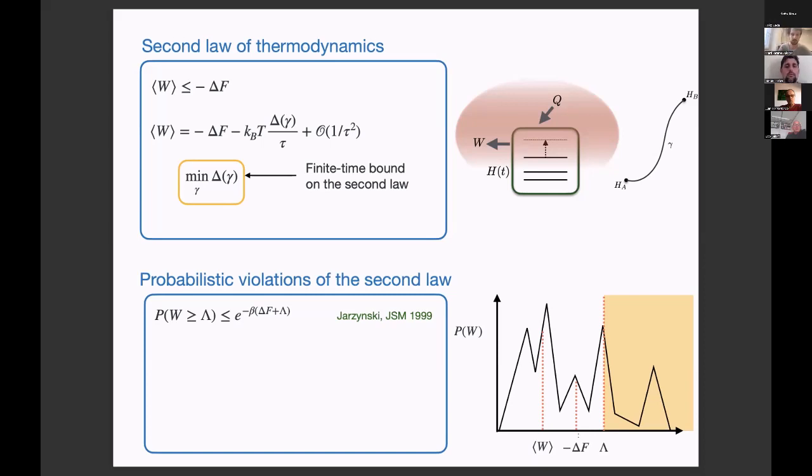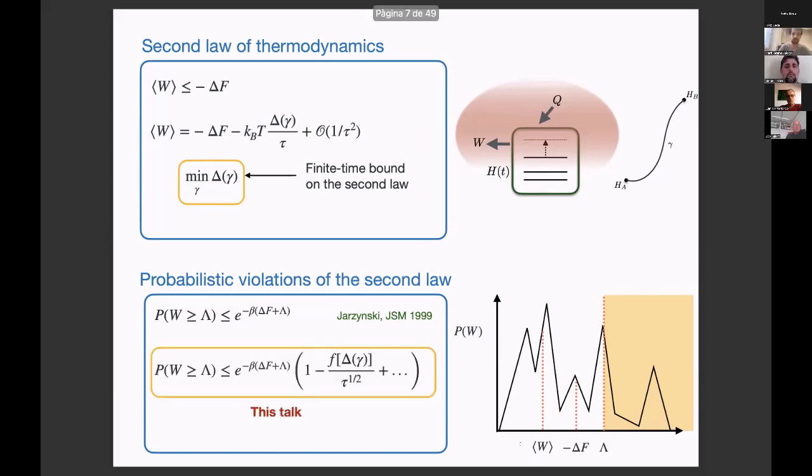And what I will try to do in this talk is to make a similar analysis that has been done for average work, but for this probability of success. Okay, so I will discuss how it converges to this bound and also how it relates to entropy production. So this is the setup.